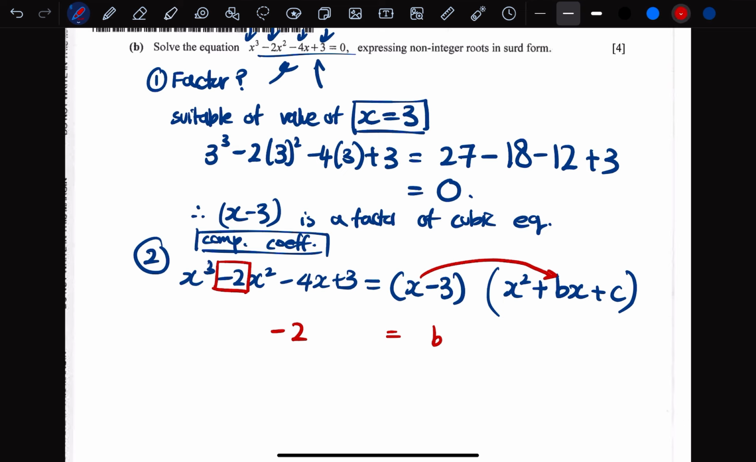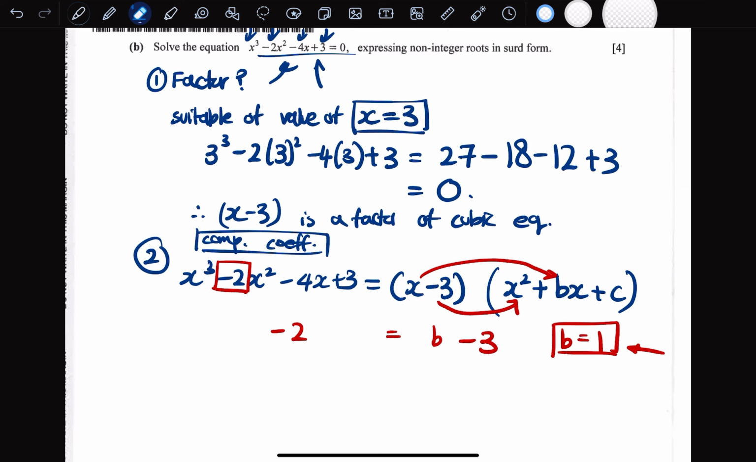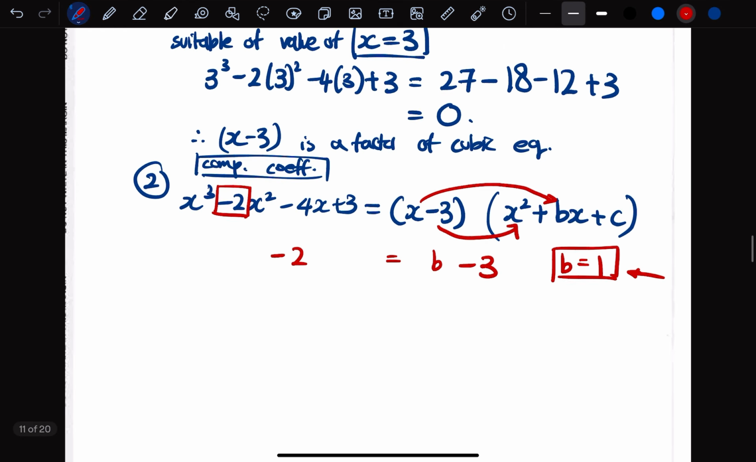Similarly, we are also finding out our second x squared, which is actually just minus 3, right? Because it's minus 3x squared, but again, I'm only comparing coefficients, so it's just minus 3. And here we are already able to find out what our b value is, right? Our b value is essentially equal to negative 2 plus 3, so b is equal to 1. This is one of our solutions to our quadratic equation later on.